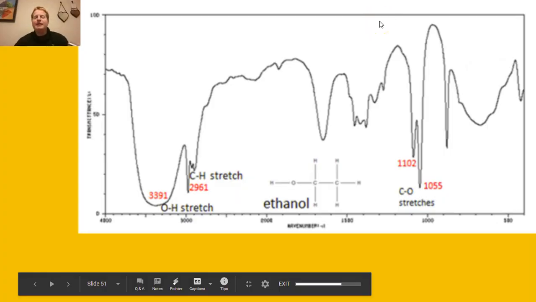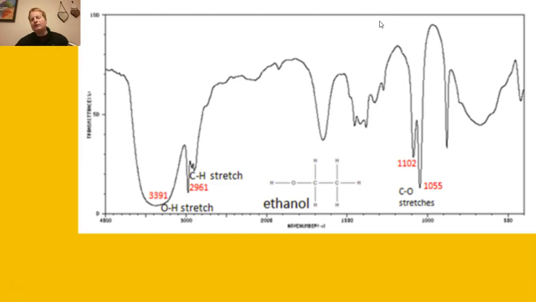So what we're looking at here is actually the infrared spectrum of ethanol. Ethanol is the chemical name for drinking alcohol. Of the types of alcohol, this is the kind that won't kill you immediately if you drink it.